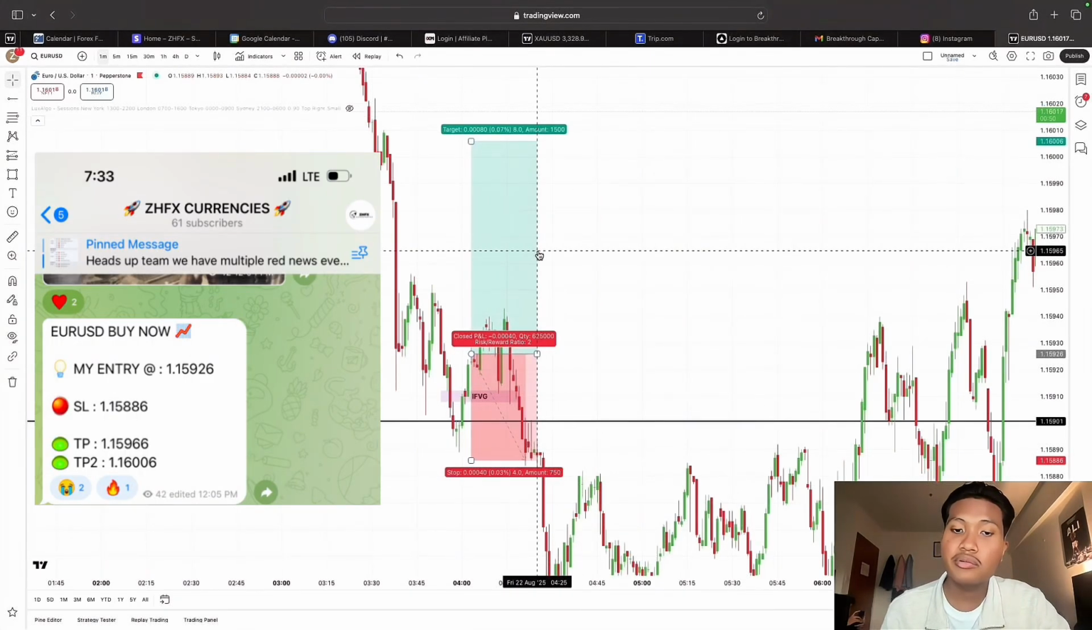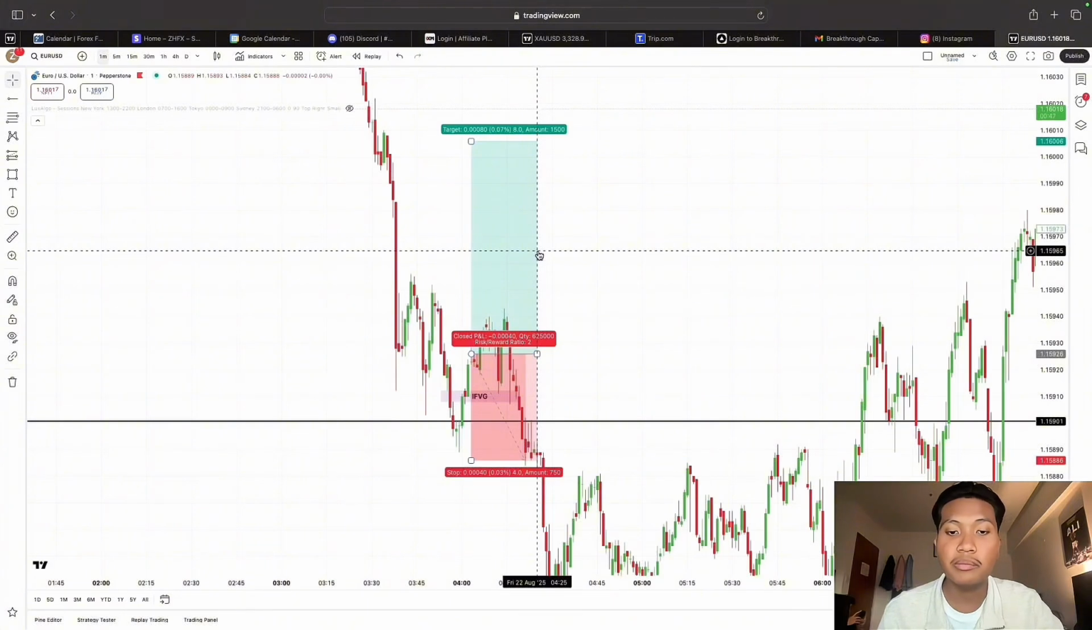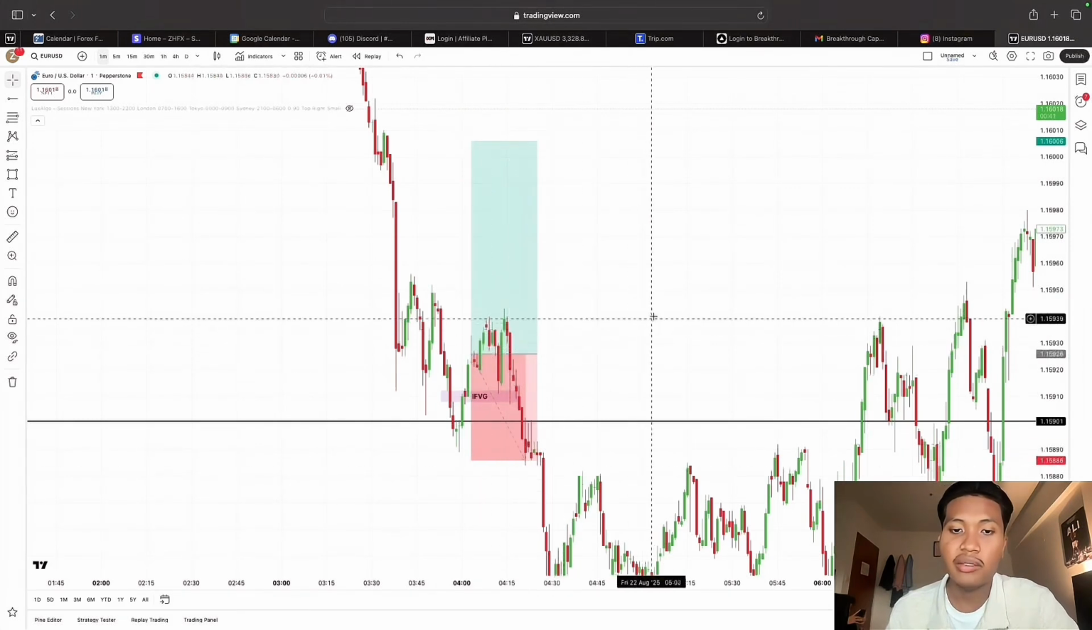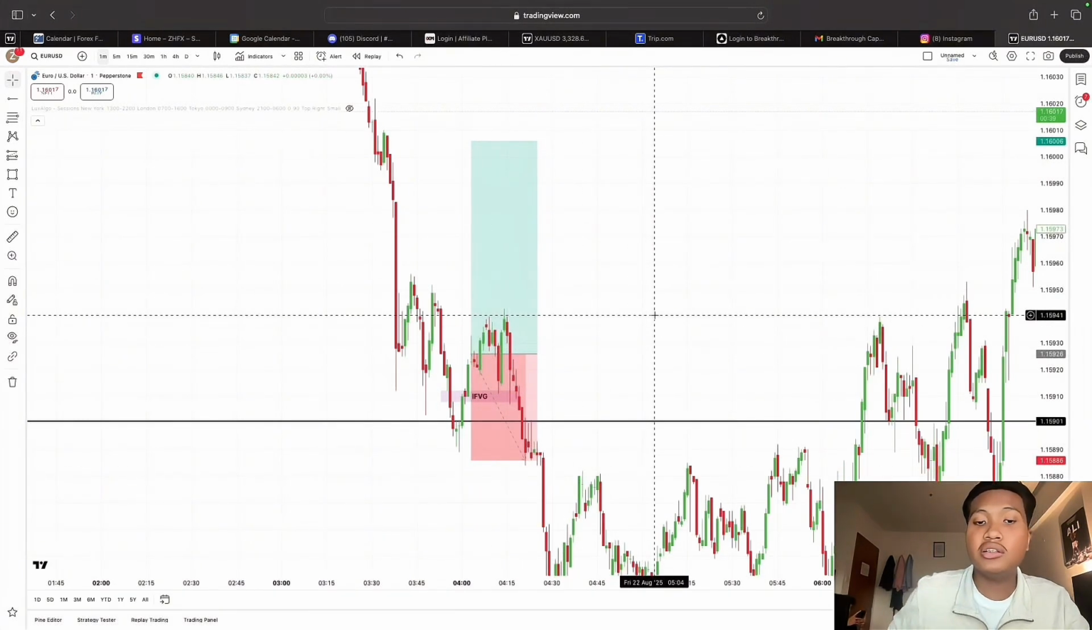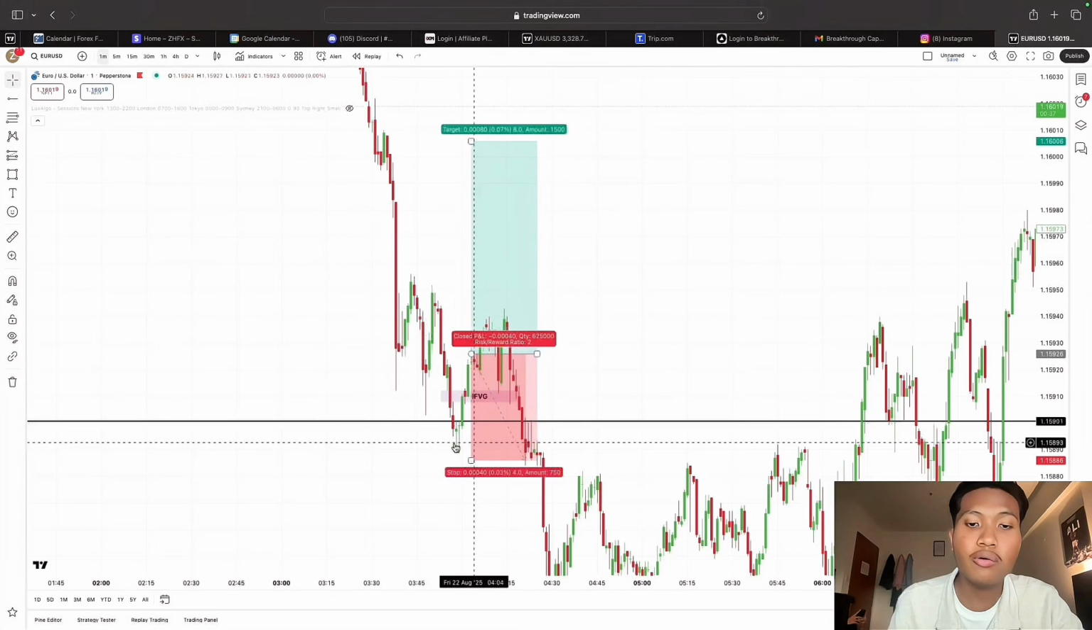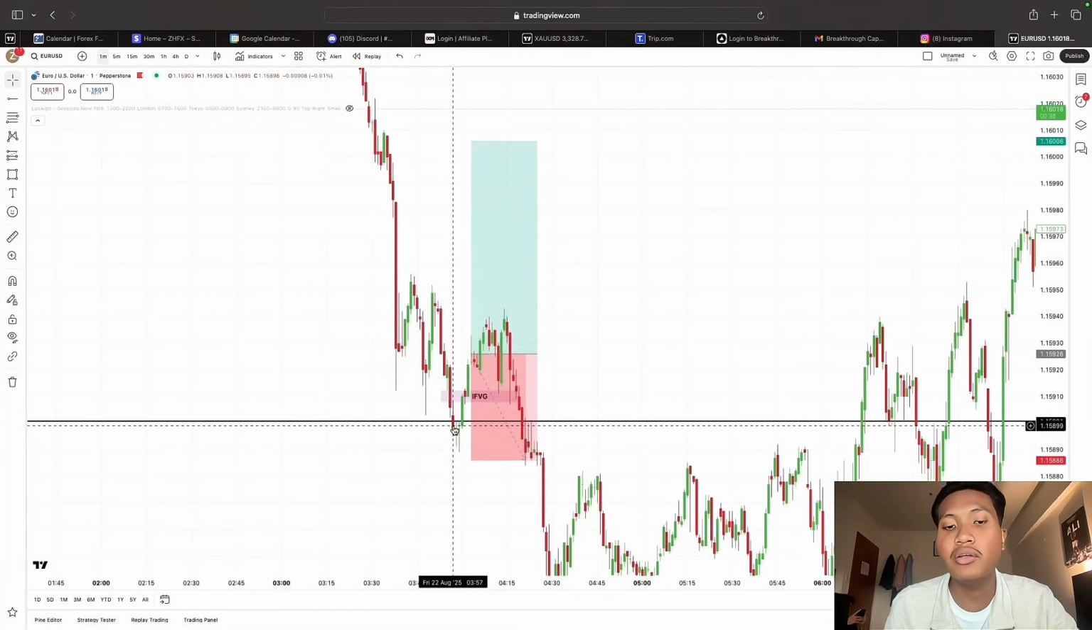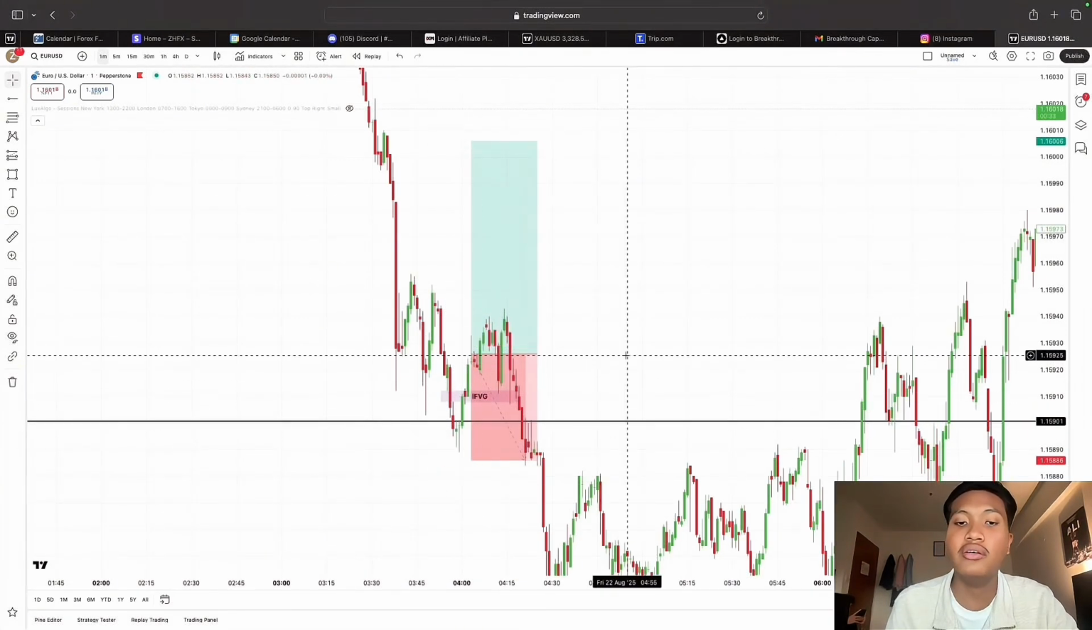It was a very small stop loss, a 4 pip stop loss, and the TP is 8 pips. Price went up just by a few pips and then reversed back to SL. I really believe this was a good trade. Maybe the sweep right here could have been nicer, but overall it's still a very good trade.